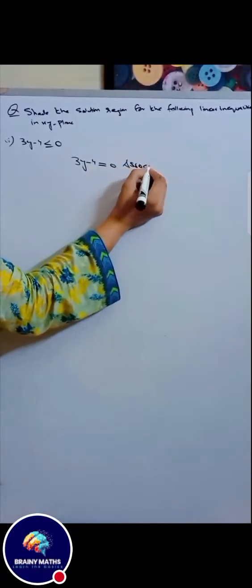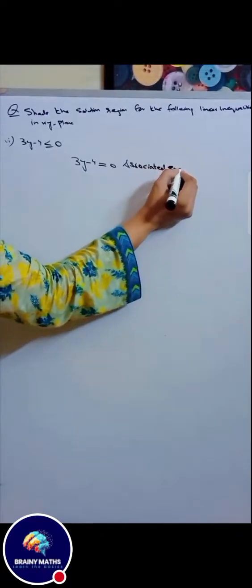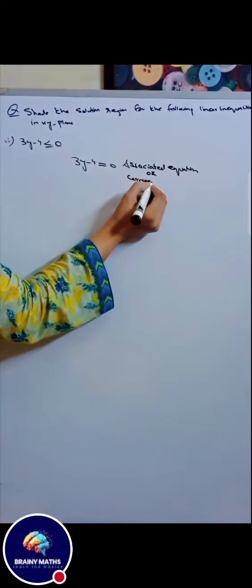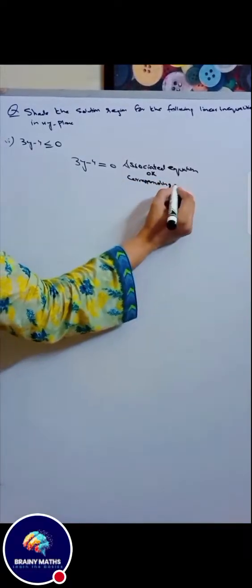I hope it's clear. Check the solution for the following inequalities in the xy plane. As you know, they have given you one other last question of this topic. 3y minus 4 is less than or equal to 0. What do we do? First we convert this into the associated equation. 3y minus 4 equals 0, which is called the associated equation or corresponding equation.